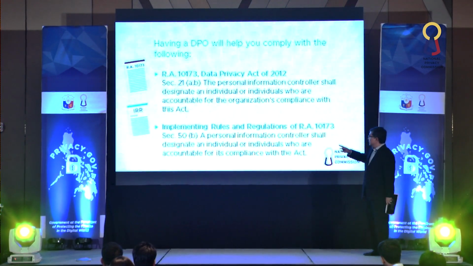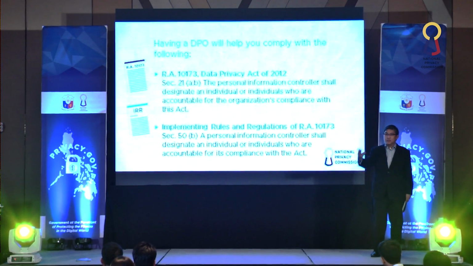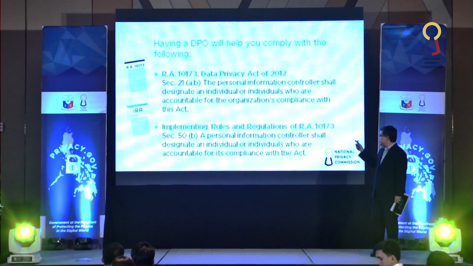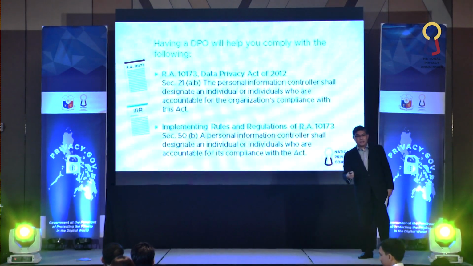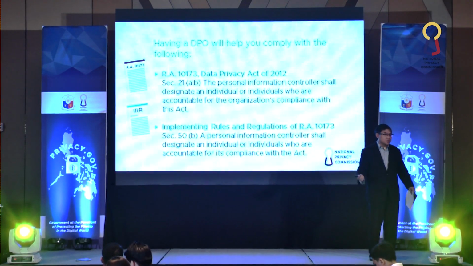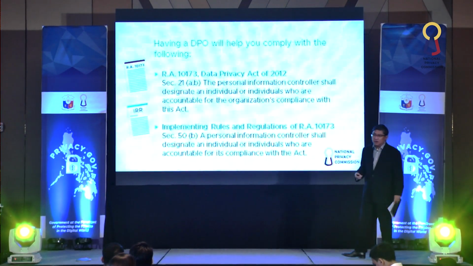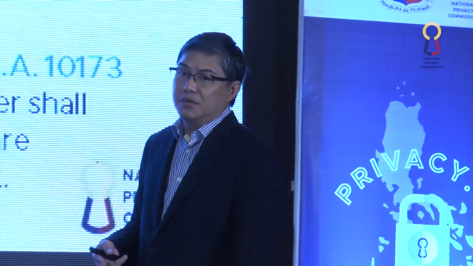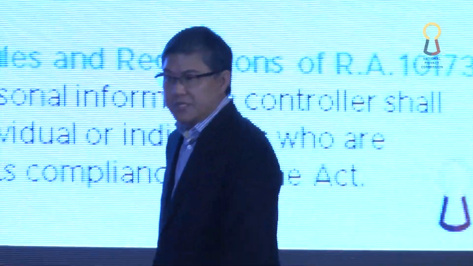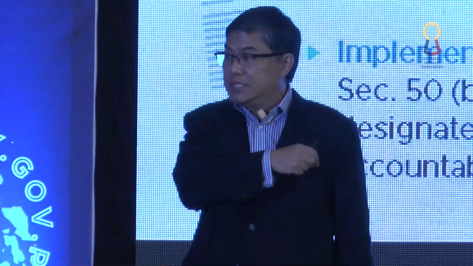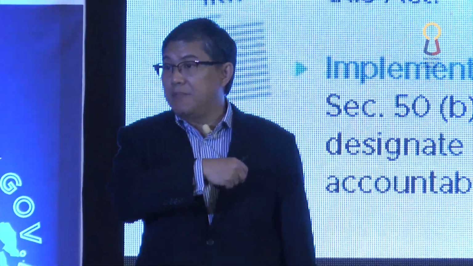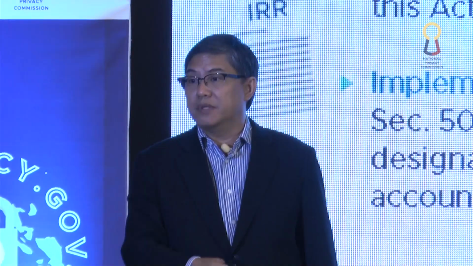It says that a personal information controller, which is you, the agency, must designate an individual or individuals who are accountable for compliance with the Act. It doesn't say whether you call this person a chief privacy officer or a data protection officer or a privacy manager, right? That's because this is an omnibus legislation.